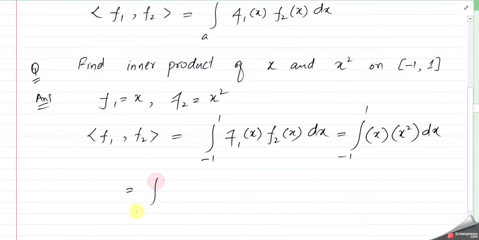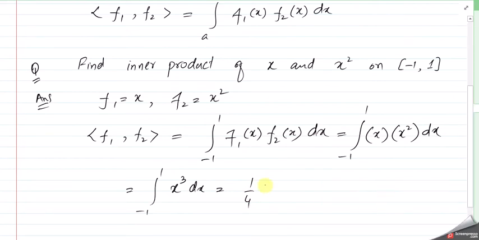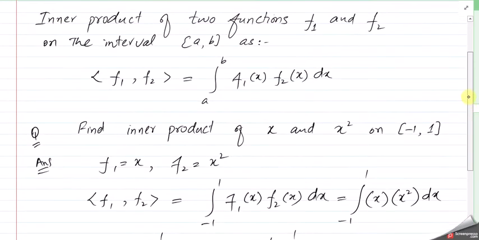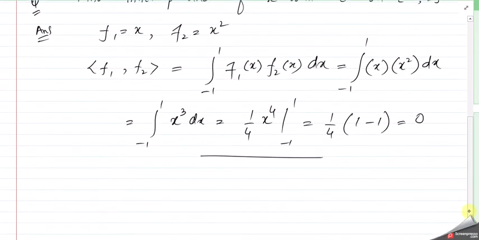That would be minus 1 to 1 x square dx. That means minus 1 to 1 x cubed dx, or in other words 1 by 4 x to the 4 from minus 1 to 1, and that is 1 by 4 times 1 minus 1, answer is 0. That is alright to have an answer 0. So inner product of two functions is basically just an integral. We multiply the two functions together and take the integral over the given interval. So it's a very simple concept.